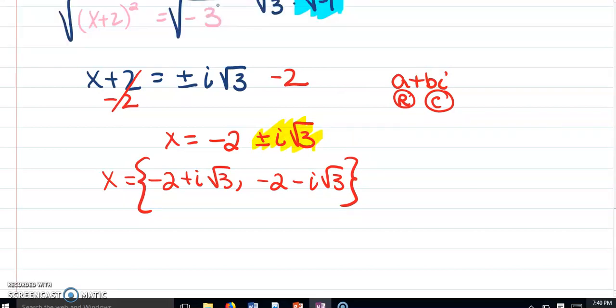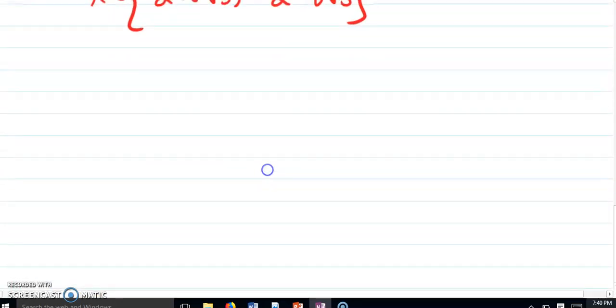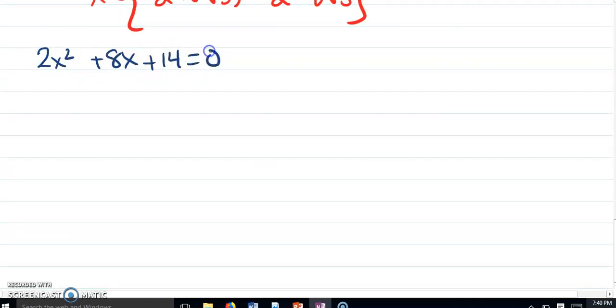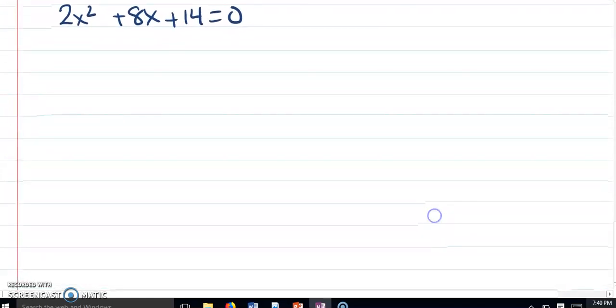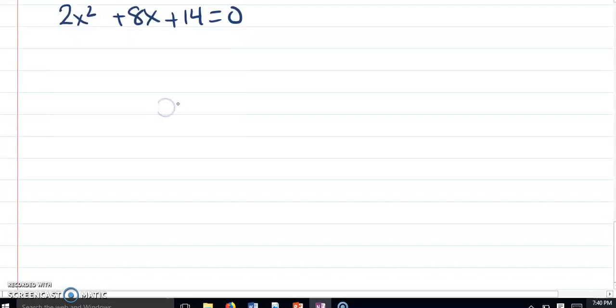Now we're going to do the same problem but using quadratic formula. So 2x squared plus 8x plus 14. Again, the first thing that you would do would be try to factor. It's not factorable, so I don't even need to worry about taking out a GCF. We're just going to go right to quadratic formula, where a is 2, b is 8, and c is 14.